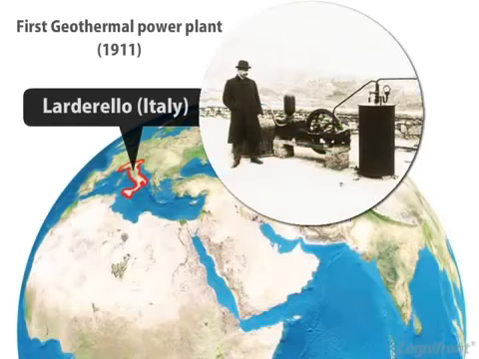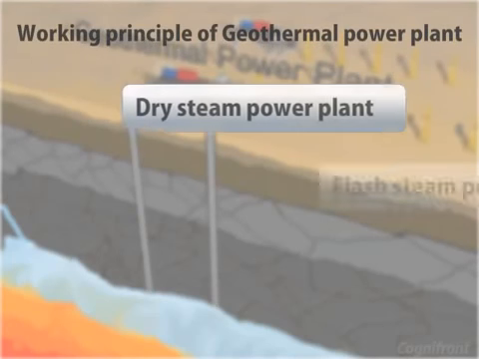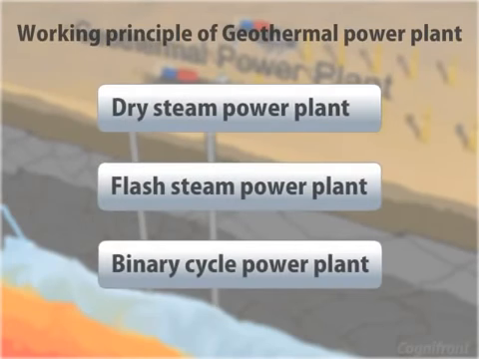History of geothermal power plant. The world's first geothermal power plant was built in the year 1911 in Larderello, Italy. Working principle of a geothermal power plant. There are three types of geothermal power plants. Let us study the working of each.